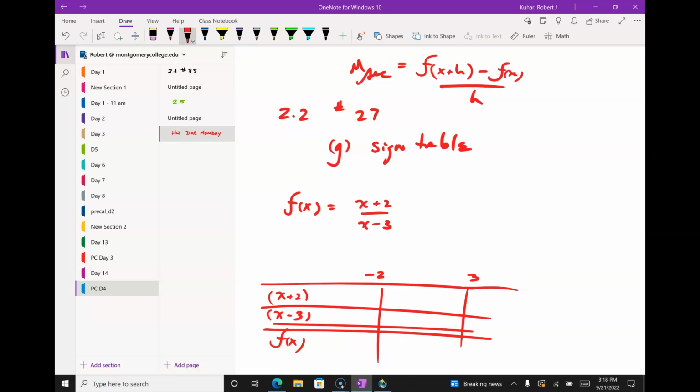And I want to test, this is kind of a number line here. I want to test in between, so how about 0, right? To the right, how about 7? And to the left, how about negative 5? So I'm testing the sign of the factors at any place in between the criticals. Does that make sense?